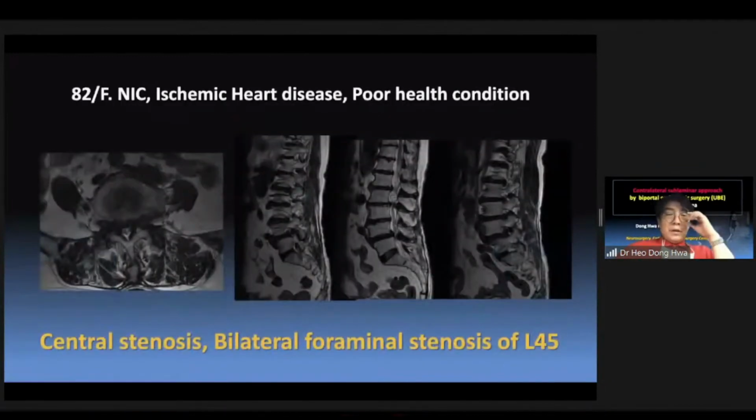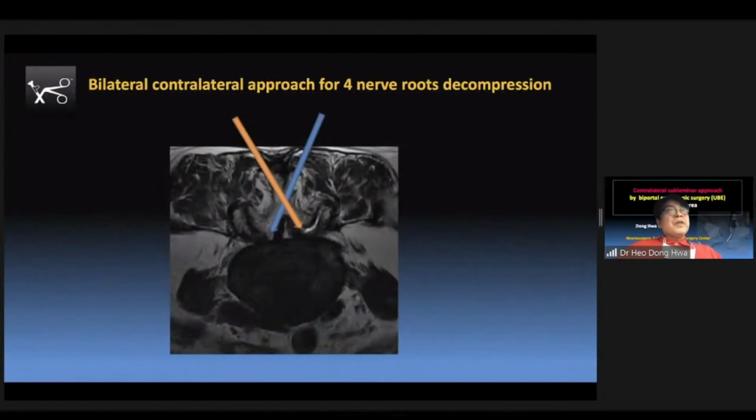So this patient is very old. Her condition is very poor due to ischemic heart disease. You can see the severe foraminal stenosis and central stenosis. So maybe this patient is an indication for fusion, such as TLIF or OLIF. However, these patients cannot receive fusion surgery due to poor medical history. So my decision is bilateral contralateral approaches for the 4 root decompression.